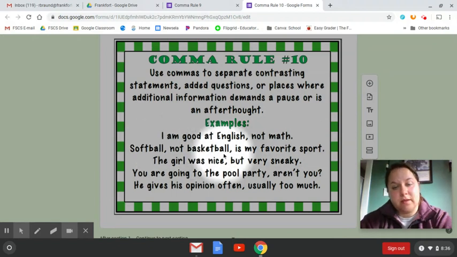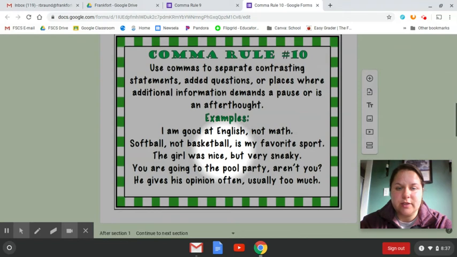Softball, not basketball, is my favorite sport. Again, if you took out these words not basketball, you already have a complete sentence. Softball is my favorite sport. The not basketball is additional information, and it's still offering a contrast, an opposite. So notice that since this is in the middle of the sentence, you need a comma before it and after it to separate that phrase, which is contrasting and additional information.